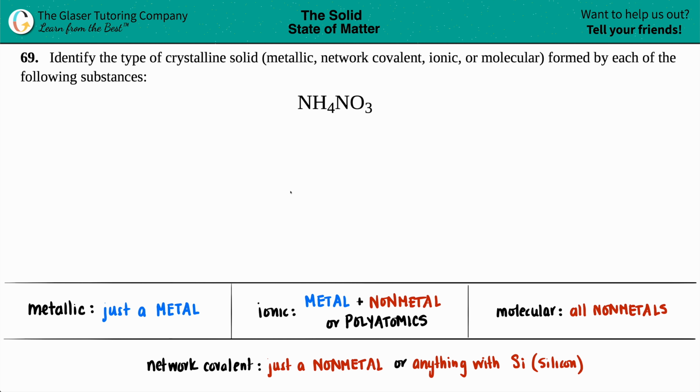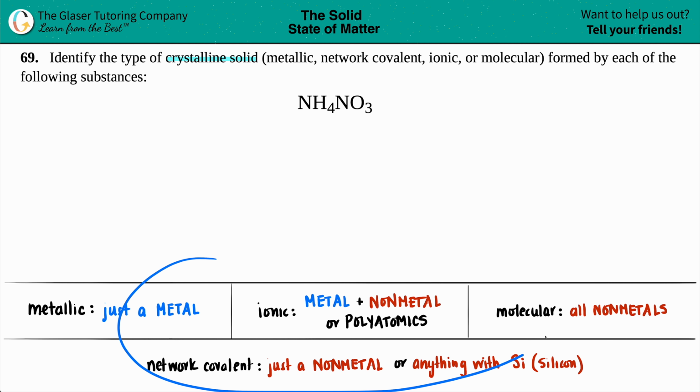Number 69. Identify the type of crystalline solid, whether it's going to be metallic, network covalent, ionic, or molecular crystalline solid that's formed by each of the following substances. And then we have NH4NO3, which is ammonium nitrate.